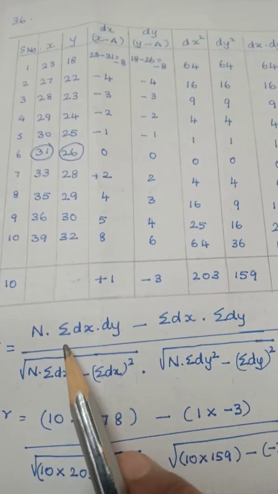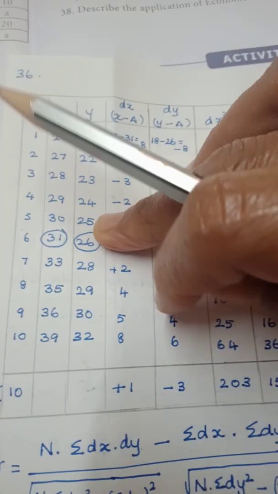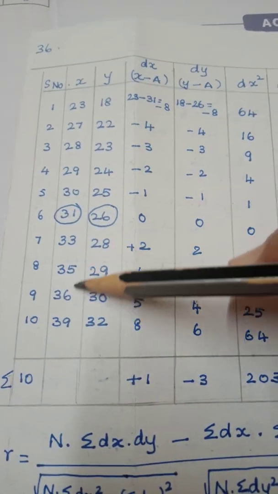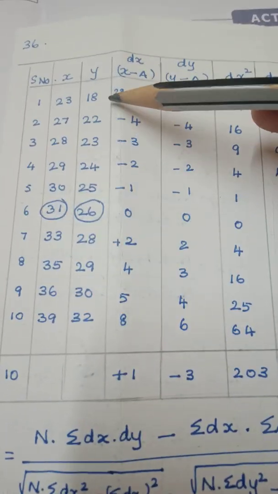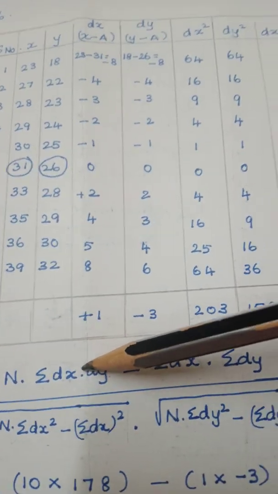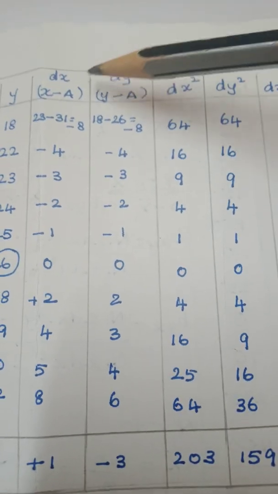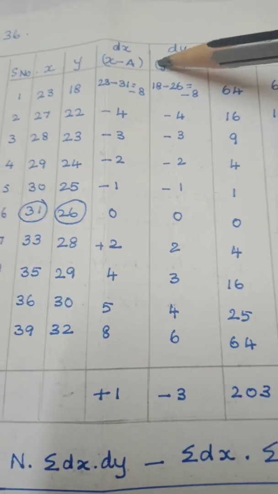Now, what all do we need? At first, we need to write serial numbers, 1 to 10. Ten observations are given. Then write the x values one after the other, and then write the y values also. Okay, copy down the x values and y values. Now, what is it that we need to find? dx we need to find. What is dx? dx is nothing but x minus a, where a is the arithmetic mean. It can be an assumed mean or the actual mean also.